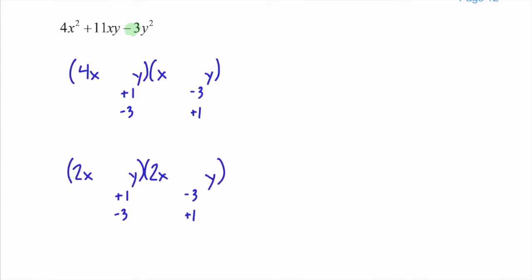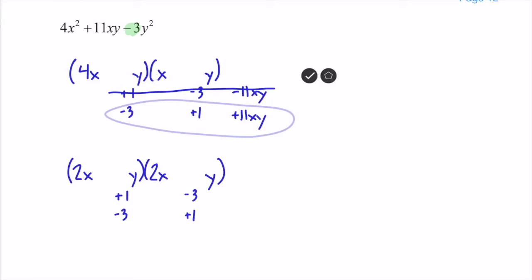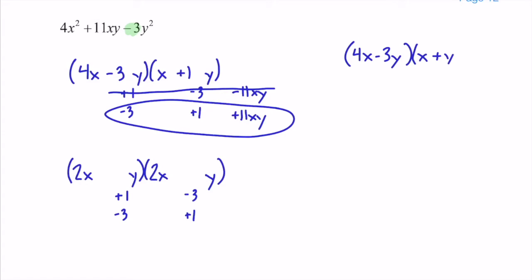That's all that changes. So now, the first one, 4 times negative 3 gives me a negative 12, and then the other one gives me a 1. So I'm going to end up with a negative 12 plus a 1 gives me a negative 11, and then I'll end up with an xy. Well, that's not what I wanted. I actually wanted a positive 11xy, which is what this middle term is going to give me. So I'm going to end up with minus, where am I? Minus 3 and plus 1. So let's check this out. So 4x minus 3y times x plus y.